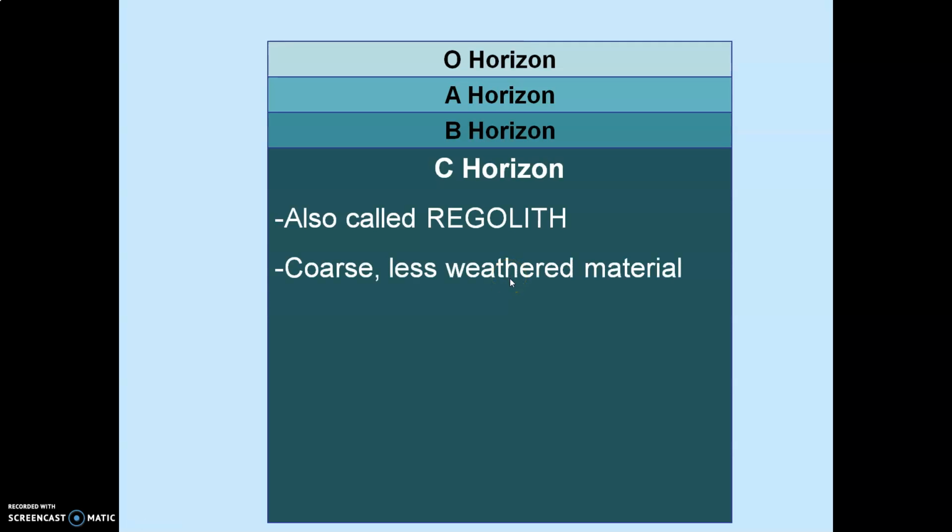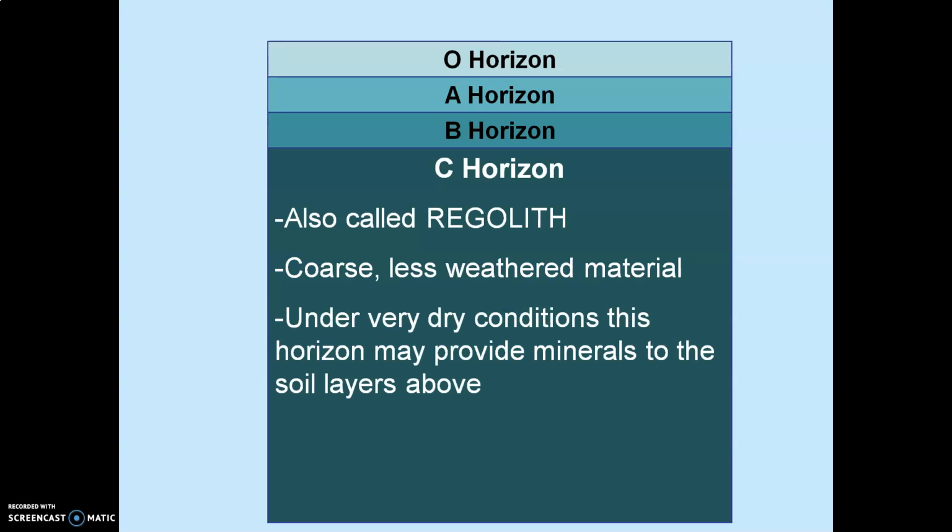This is coarse, less weathered material. So if you think of it like broken up rock, that's really what this horizon is all about. Now, under extremely dry conditions, this horizon might provide minerals to the soil layers above. So if this has dried out and this has dried out, then the minerals that have washed into this area might be called back. But the further down those minerals are, the less likely they are to get called back.